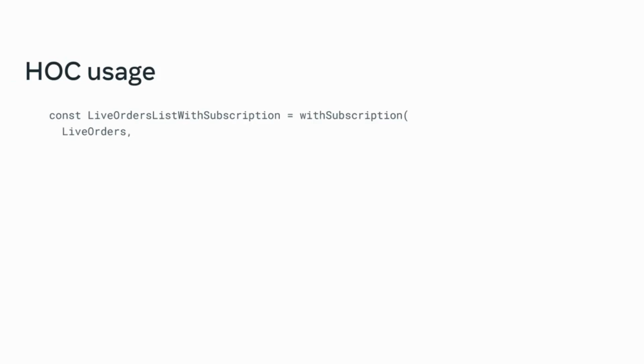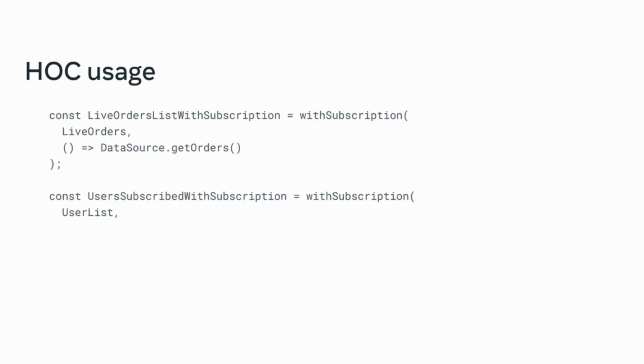That's the implementation. But how about its usage? In this case, you would define two different components configured with custom parameters, one for live orders and another for newsletter subscribers, all without having to repeat the subscription implementation in either live orders and user list, making this a much more efficient solution. There is still one more pattern for cross-cutting concerns that you will learn about soon, called render props.